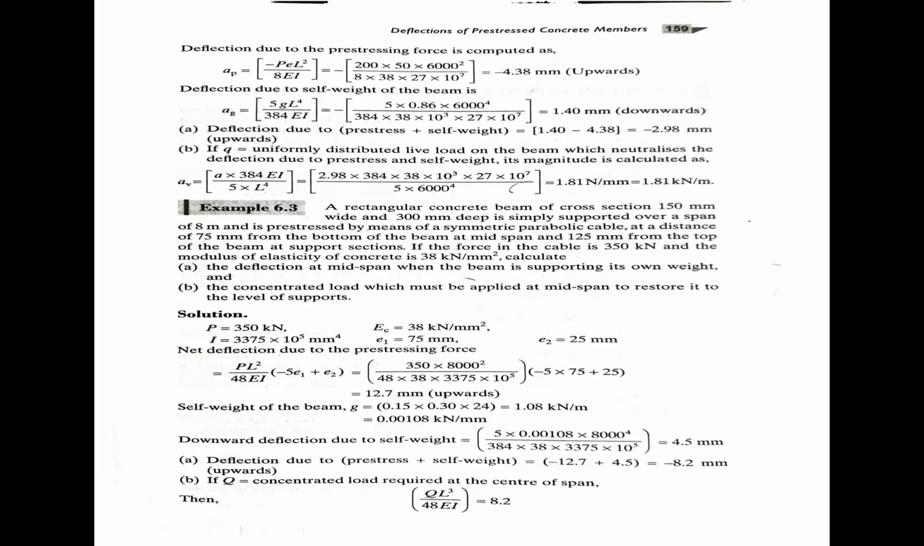Now for the supporting tendon profile, both conditions, eccentric anchors have to be taken in this formula. Using the formula for net deflection due to prestressing force, PL square by 48EI into (minus 5 e1 plus e2), finally got the upward deflection. You have to take it with a minus sign.